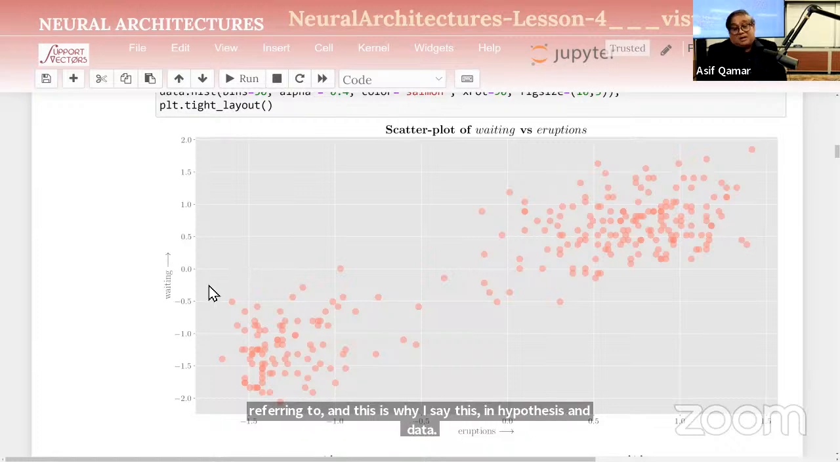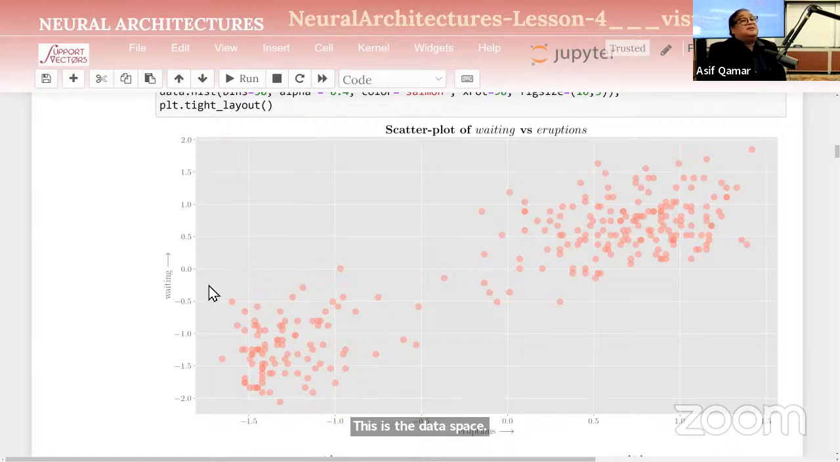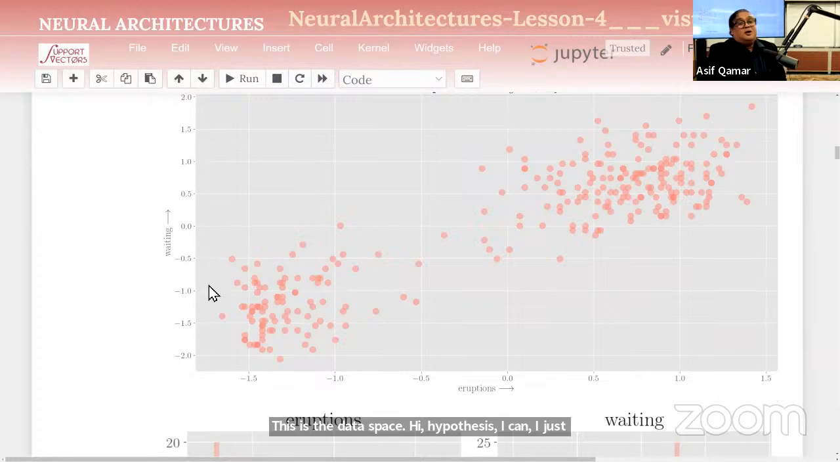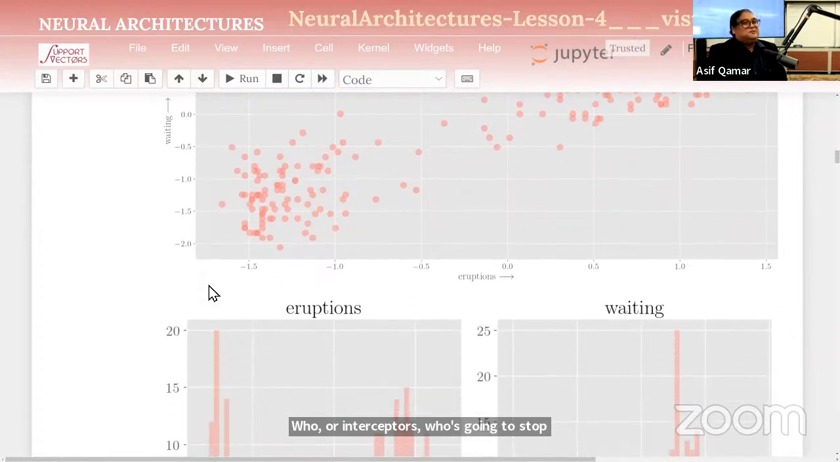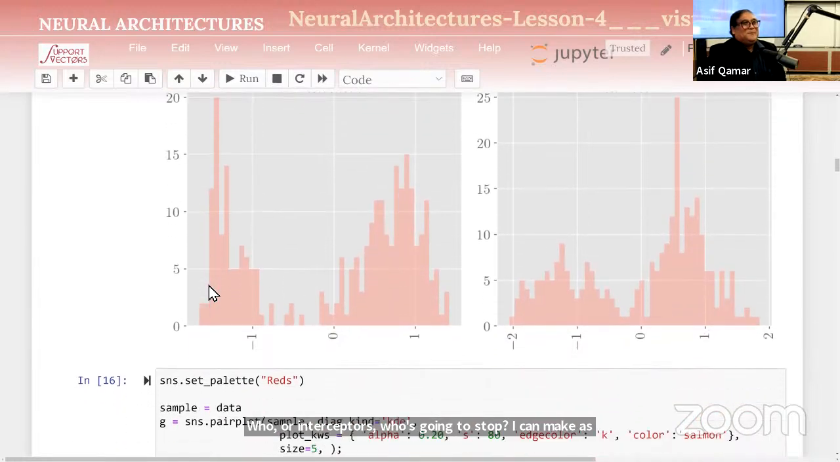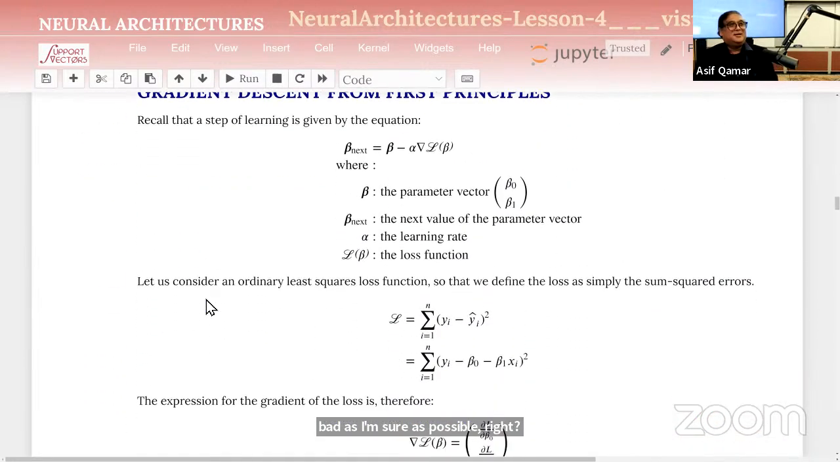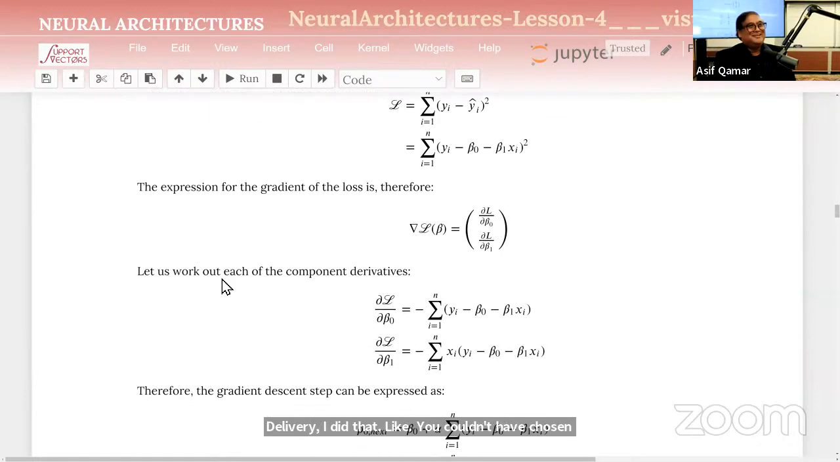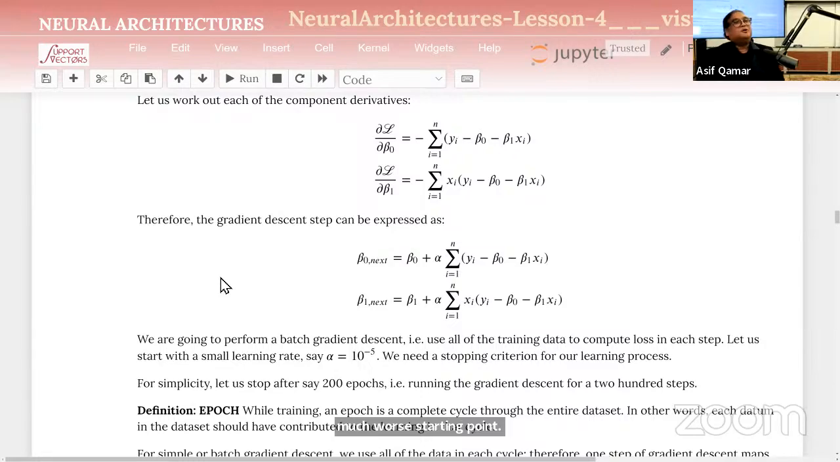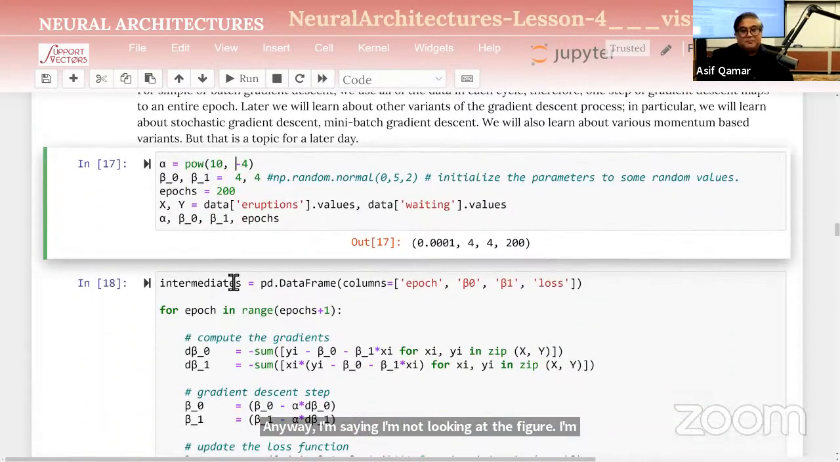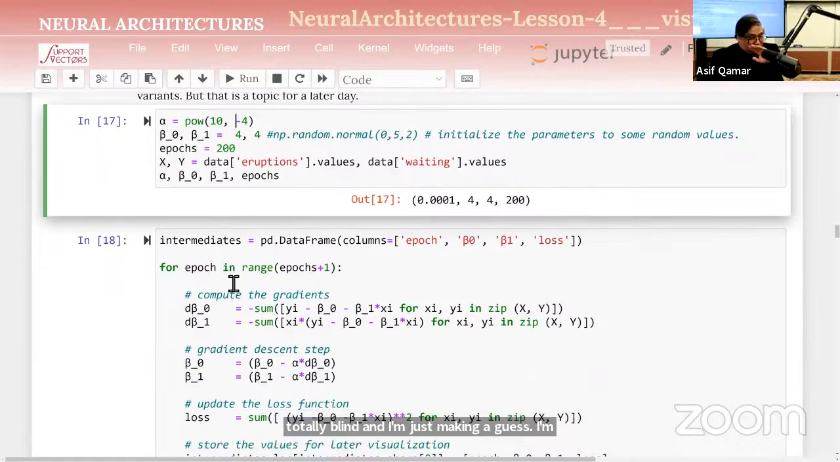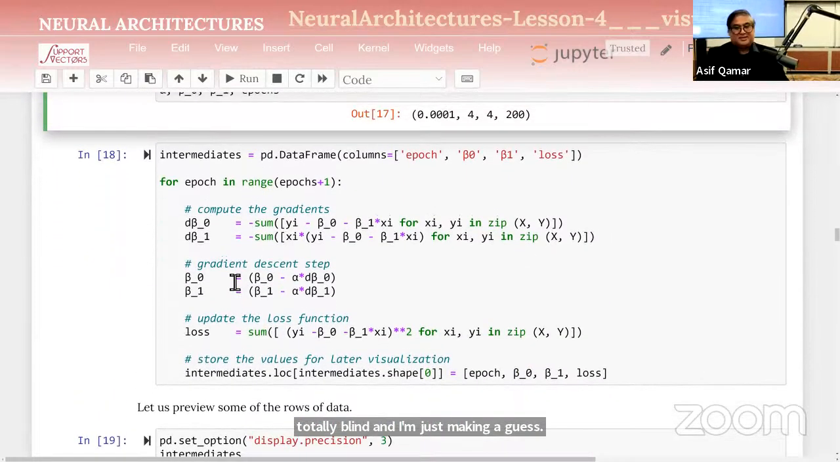Hypothesis, I just choose to believe that the slope is negative. Or intercept is, who's going to stop me? I can make as bad an assumption as possible, right? Deliberately I did that. You couldn't have chosen a much worse starting point, in a way. I am saying I'm not looking at the figure. I'm totally blind, and I'm just making a guess. Even if you do that, you'll still get it. So, guys, let's look at this code carefully.